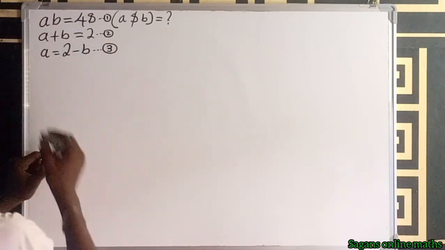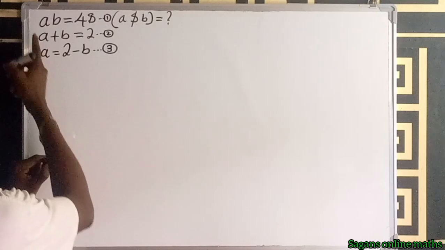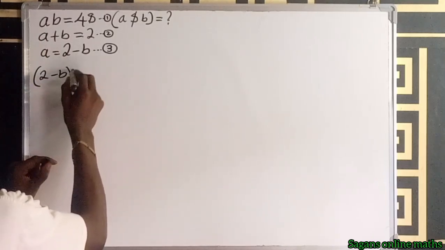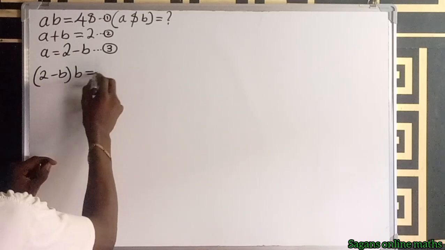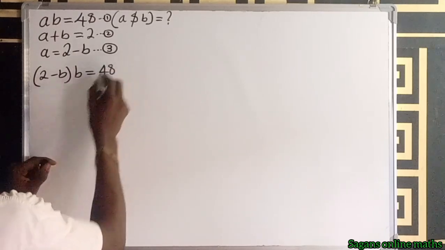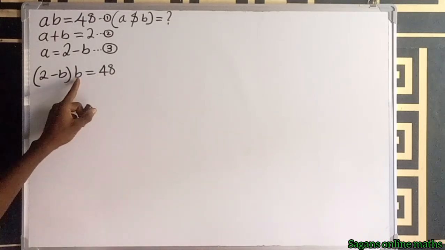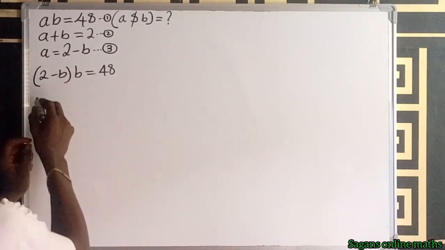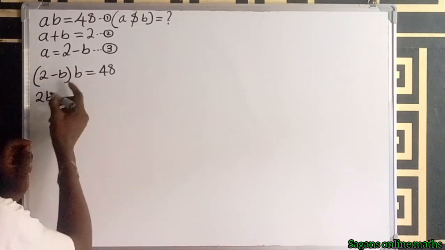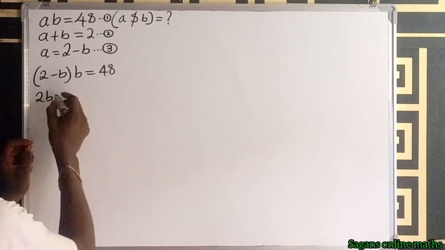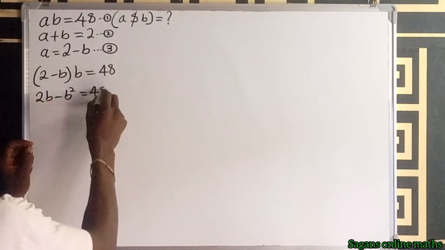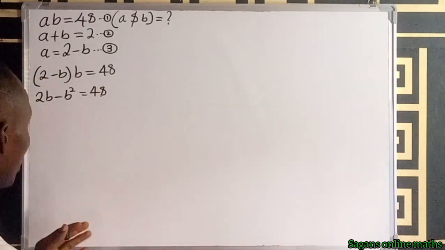Now, we can substitute equation 3 into equation 1. Anywhere we see A, we put 2 minus B, multiplied by B, equals 48. Now, we can open the parentheses. B times 2 will give us 2B, okay? B times minus B will give us minus B square, equals 48.